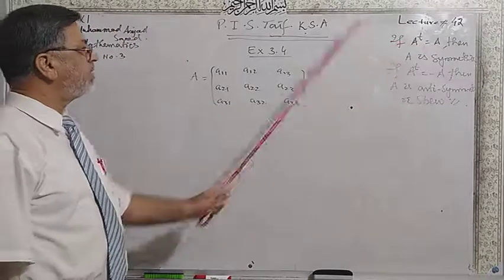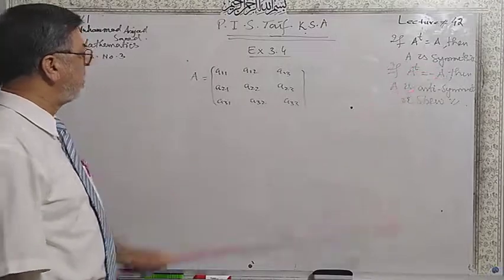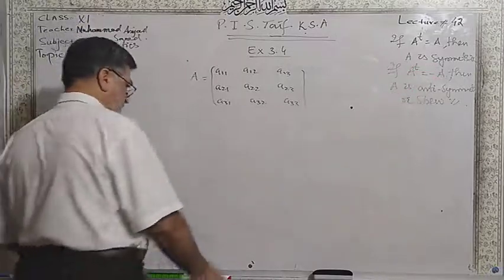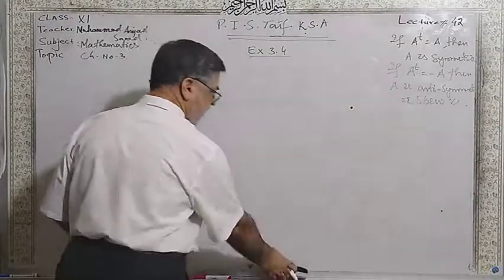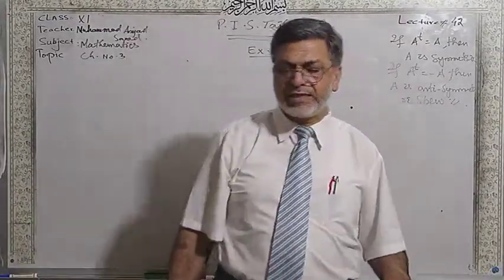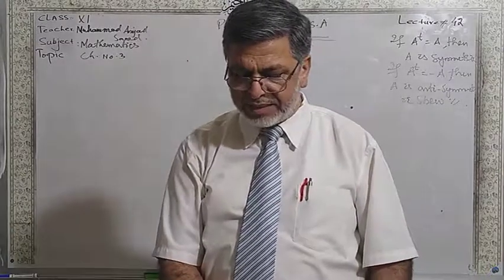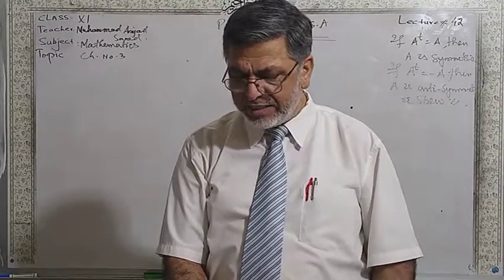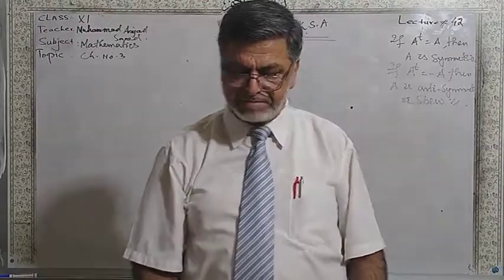If A transpose equals A, it is symmetric. If A transpose equals minus A, it is anti-symmetric. I hope that you can complete this question. After that, we have question number 4. If the matrices A and B are symmetric, and AB is equal to BA, show that AB is symmetric.